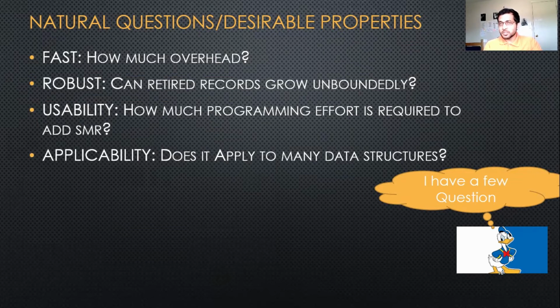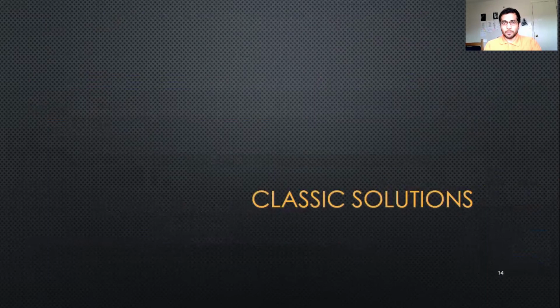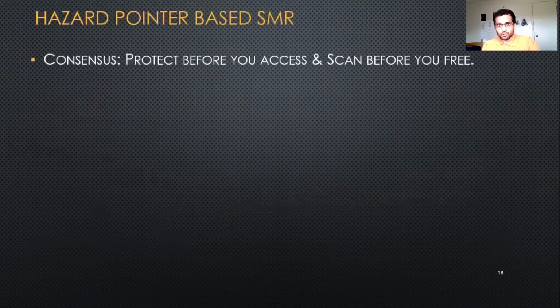So the answer to all of these questions, the desirable properties, depends on the way a safe memory reclamation algorithm designs its consensus mechanism. So let's see two classic safe memory reclamation algorithms which have totally different ways of arriving at this consensus. The first of them is hazard pointers. The way the consensus in hazard pointers is designed is that any thread, before accessing a record in an operation, has to protect it. And any thread which is trying to free a record in an operation has to scan those protections so that it could skip freeing those records and free only the records which are not protected by any other threads. Because if a record is not protected by any thread, it implies that no thread holds a private pointer to that record, and it could be safely freed.